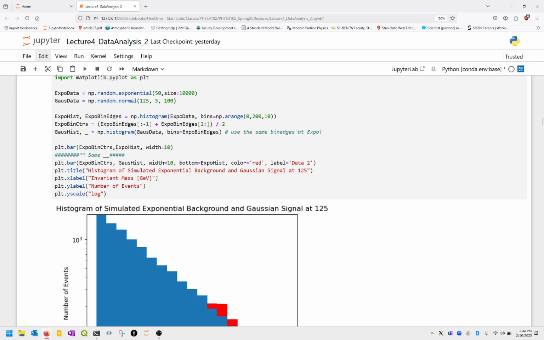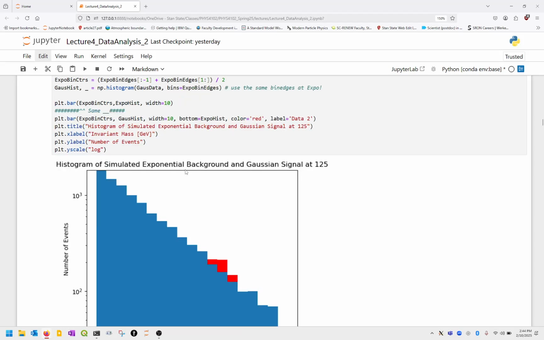And then when you want to stack the red on top of it, you add one additional argument called bottom. Bottom equals the other histogram, right? So you're basically putting one histogram on top of another, and the one on the bottom is called bottom. Just to differentiate the two, I made the Gaussian red instead of blue.